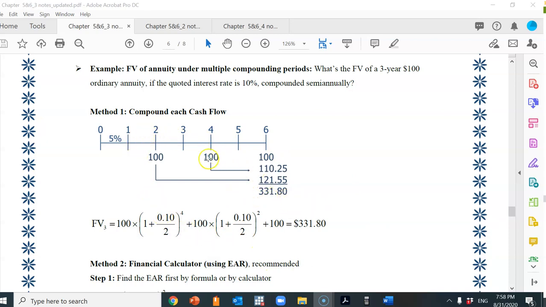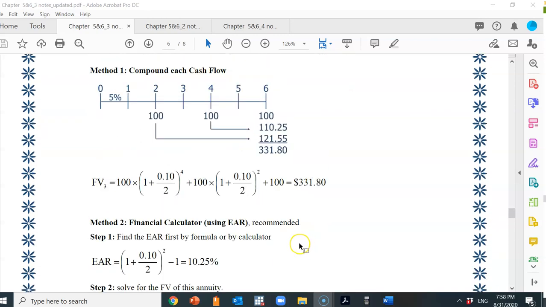After we compound the first and second 100, the last 100 is already at time 6, so we don't have to compound it anymore. We just add these 3 numbers up. We have the total future value as 331.8. That's how we treat this annuity as 3 lump sums and compound them to get their future value and add them up to get the future value of an annuity.